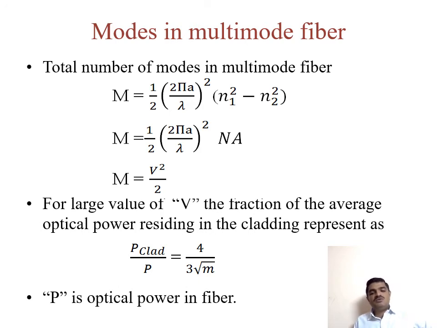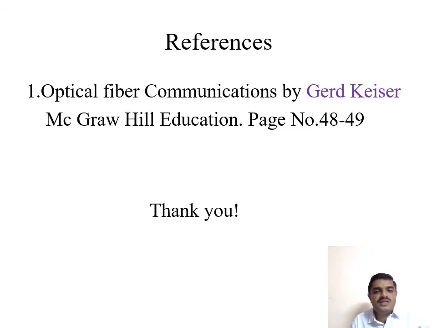So we came to know that coming towards higher order modes, a certain portion of the light energy resides in the clad region. In order to calculate the power residing in the clad region, we use this formula: P clad by P is equal to 4 by 3 into root M. References: Optical Communications by Gerd Keiser, page numbers 48 to 49.